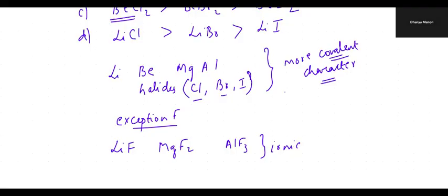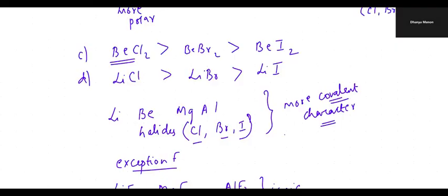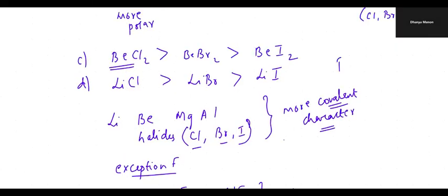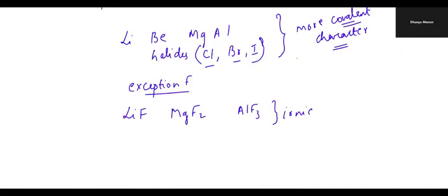They show more covalent character, and that is why you have to check their polarity, not the molecular mass, for determining the van der Waals force. Okay, an exception is fluoride. The fluorides of lithium, magnesium, and aluminum are ionic. Here also an exception: beryllium fluoride is again covalent. So these few things you have to memorize.